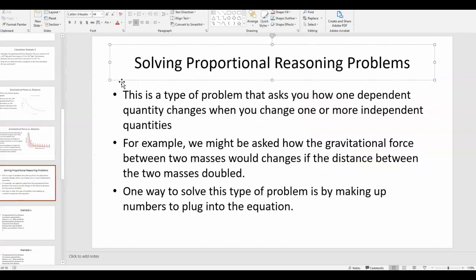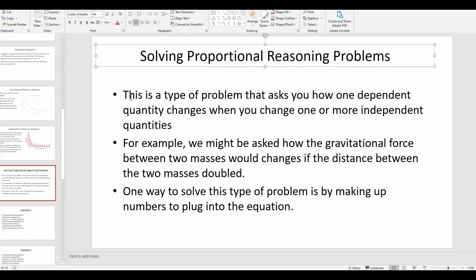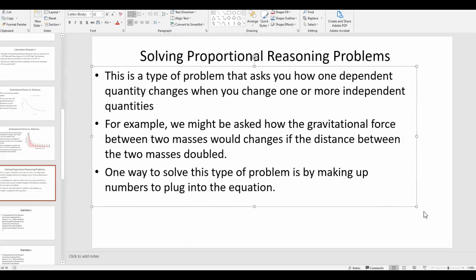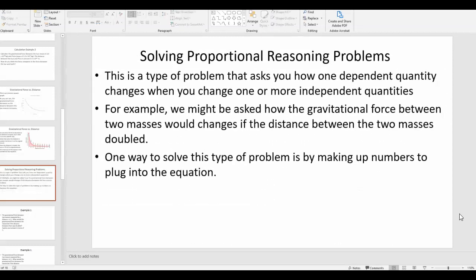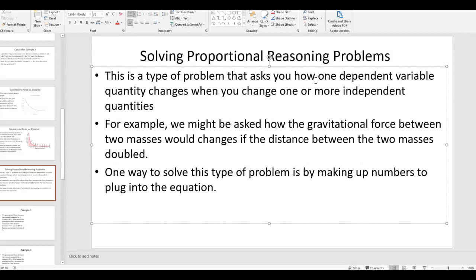Okay, so solving proportional reasoning problems. Again, this is really more of a math problem than a physics problem, but it's a math problem involving physics equations. This type of problem asks you how one dependent quantity, for example the force of gravity, changes when you change one or more independent quantities, or I should say how one dependent variable quantity changes when you change one or more independent variable quantities.